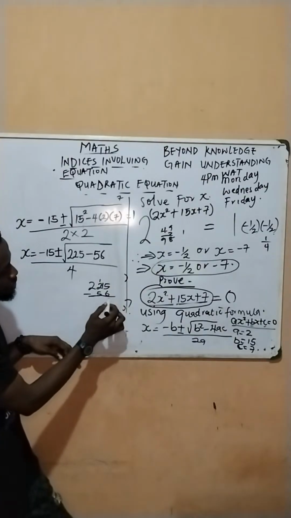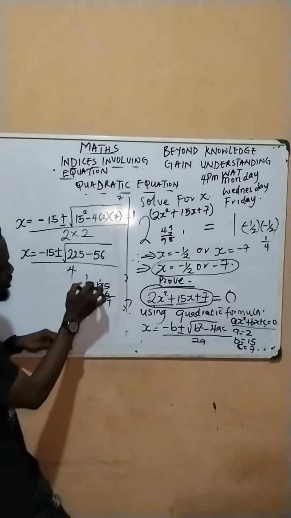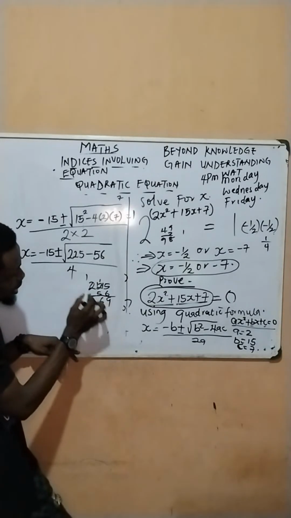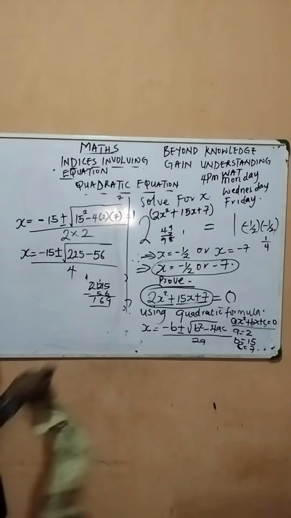15 minus 6 is going to give us 9. Borrow 1 from here, add it here. Here is remaining 1. This becomes 11. 11 minus 6 will give us what? 11 minus 5 will give us 6. And you bring out the 1. So you have 169 remaining here.